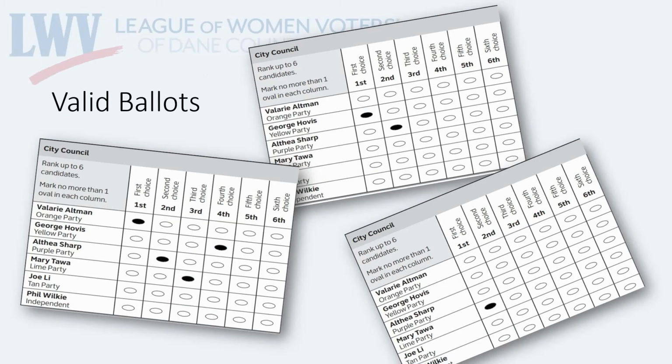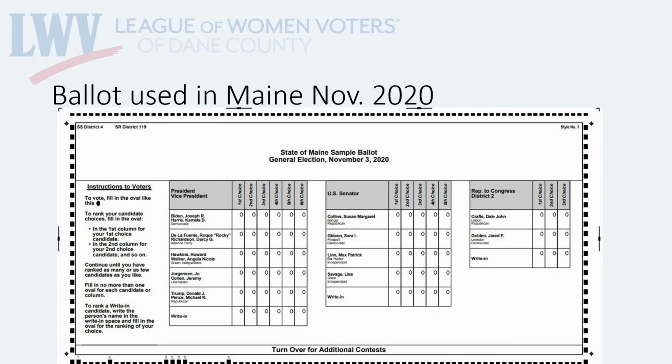In this case, a voter chose to rank 4 candidates, another voter chose to rank only 2 candidates, and another voter chose to rank only their first choice. Here's a real-life ranked choice voting ballot used in Maine this past November 2020. Okay, but once the votes are in, how are they counted?